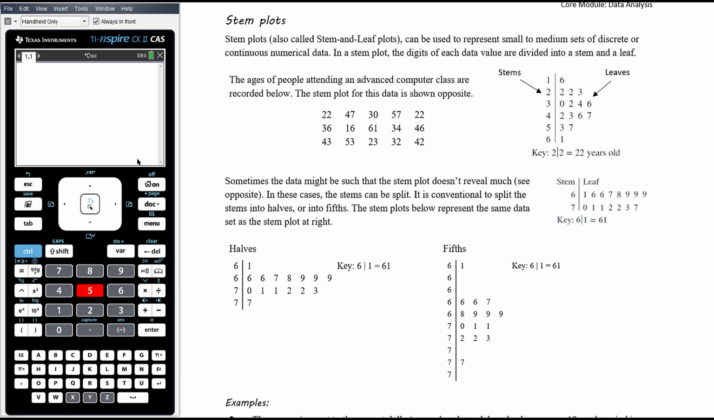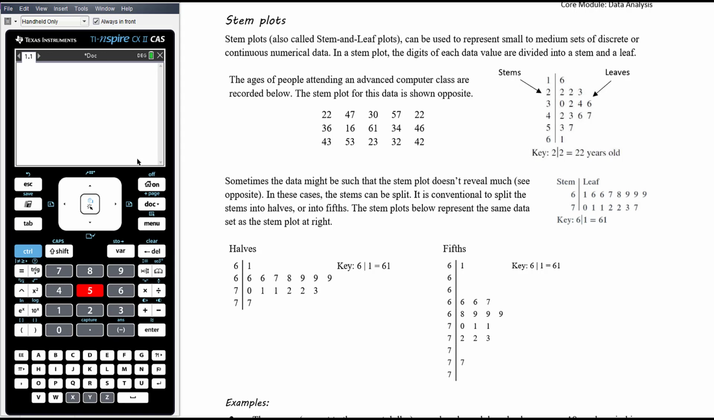Okay, then I've got another plot here. Sometimes the data might be such that the stem plot doesn't reveal very much. So here, when we look at the data, it's clearly all between 60 and 80. So when we group it with the tens digit, it just goes into two groups that are pretty similar in size. So it's not really telling us a lot about the data. We're not getting a sense of the shape, etc.